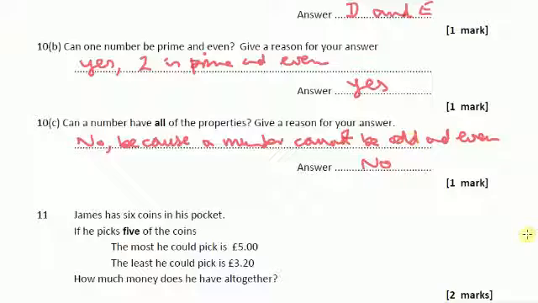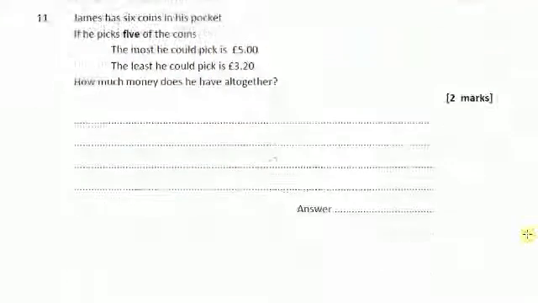Number 11. James, it's an unusual question. James has 6 coins in his pocket. If he picks 5 of the coins, the most he could pick is £5. And the least he could pick is £3.20. How much money does he have altogether? It's hard to think of a way to approach this question. I like to draw pictures if I'm stuck.